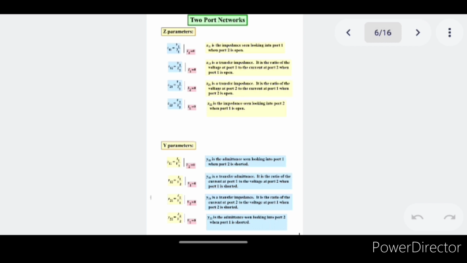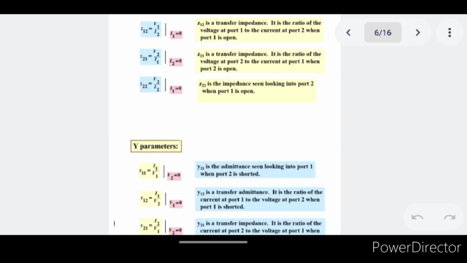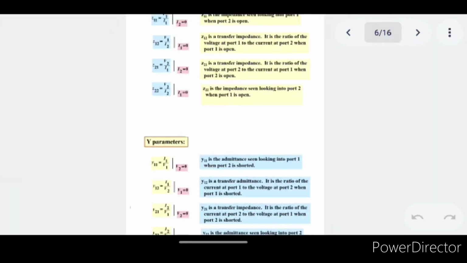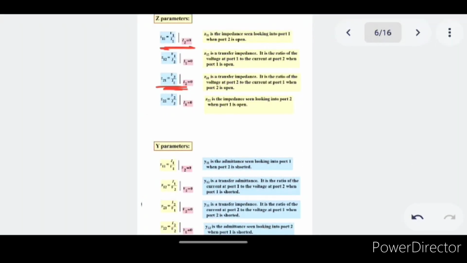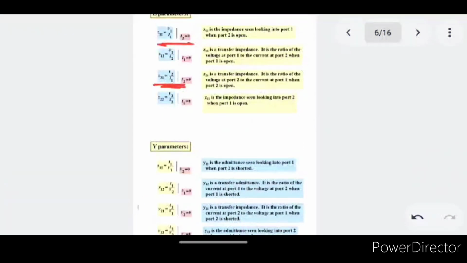Now when I2 is equal to 0, we will get the parameters of Z11 and Z21, where V1 is considered as an input voltage, where port 2 is open. Z11 is considered as an input impedance and Z21 is considered as a forward transfer impedance.